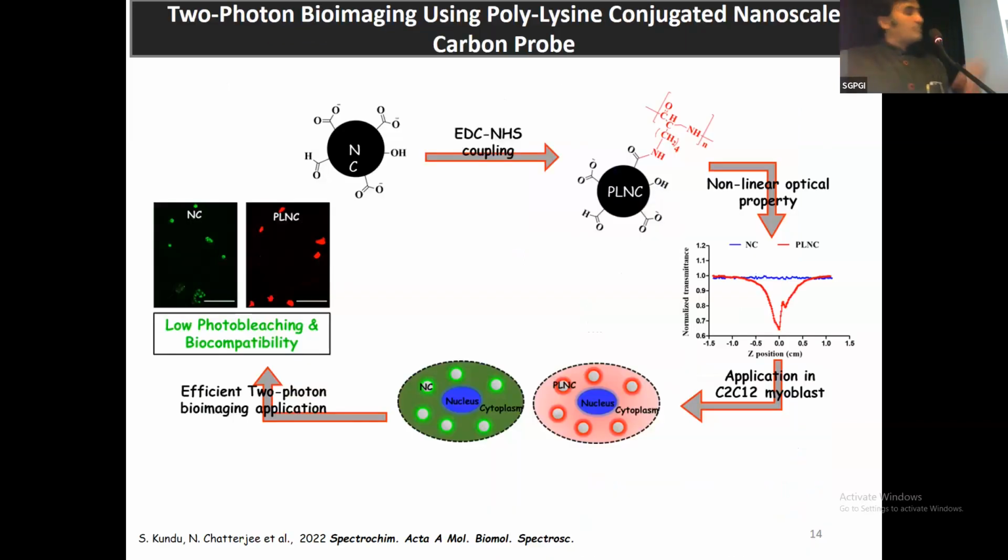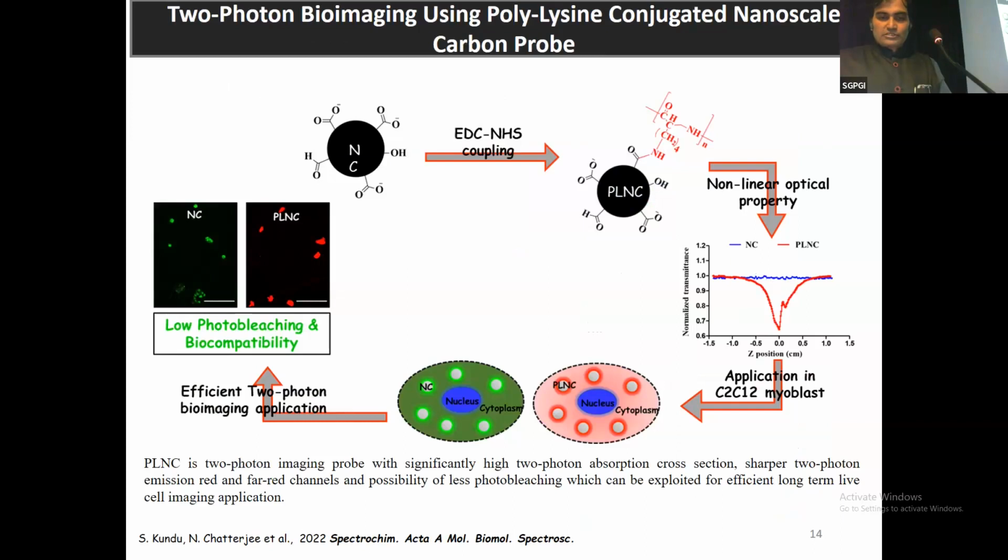Then, as I said, it can be used for 2-photon bioimaging. Just the surface passivation of polylysine and the carbon materials are having very long half-life time when you are exposing it under a microscope for doing 2-photon. So that was really nice.